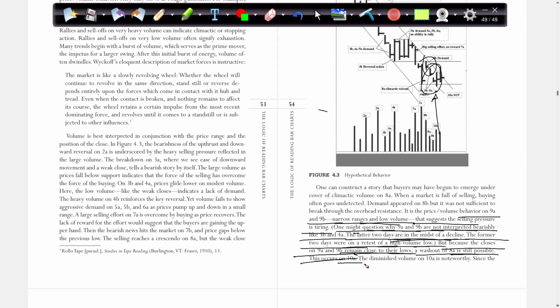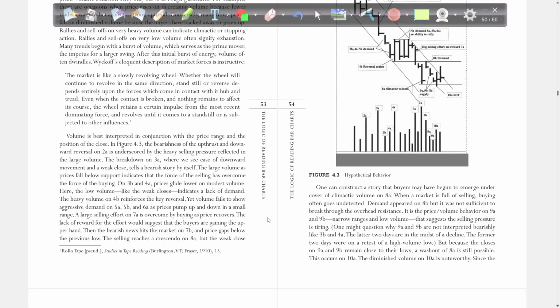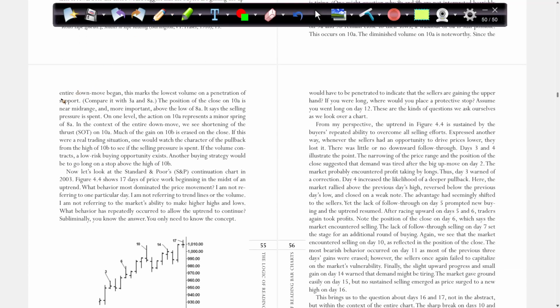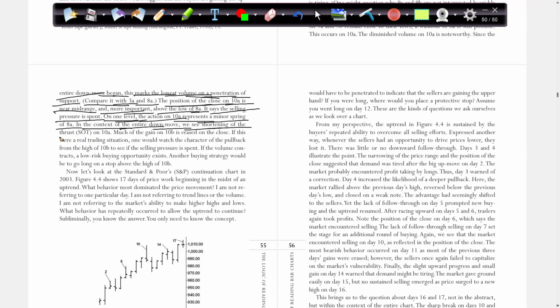This occurs on 10A. The diminished volume on 10A is noteworthy since the entire down move began. This marks the lowest volume on a penetration of support. Compare it with 3A and 8A. The position of the close on 10A is near mid-range and, more important, above the low of 8A. It says selling pressure is spent on one level. The action on 10A represents a minor spring of 8A. In the context of the entire down move, we see a shortening of the thrust on 10A. Much of the gain on 10B is erased on the close.